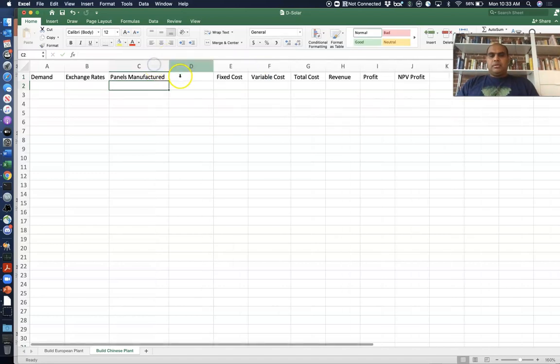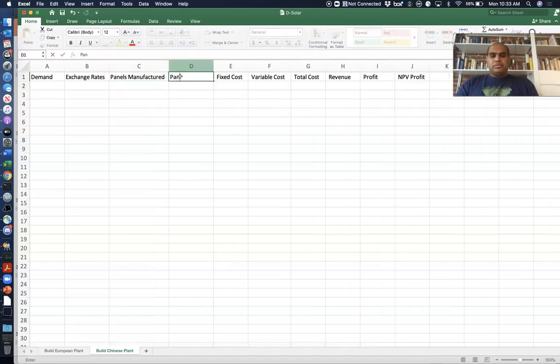Right? And then panels sold. Now they can be the same if it's between 100 and 130, otherwise they will be different. And then the fixed cost, variable cost, revenue, all of this. So revenue will be calculated from the number of panels sold. The variable cost will be calculated from the panels that are manufactured. And so that's something we have to keep track of.